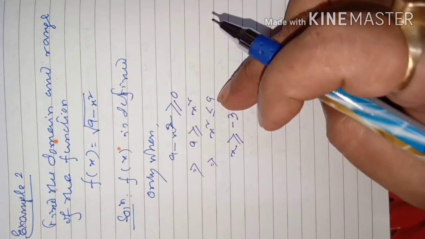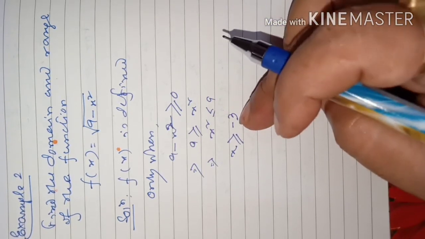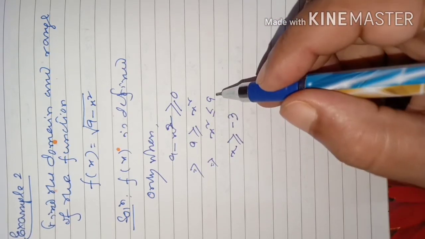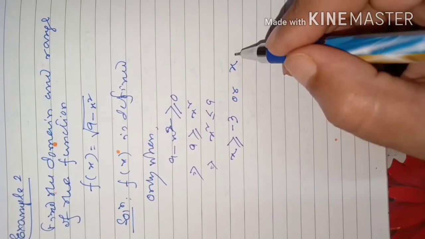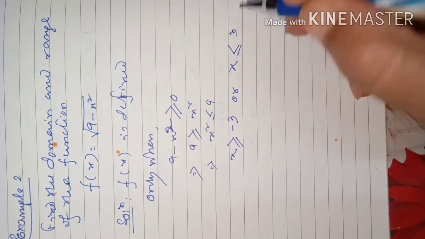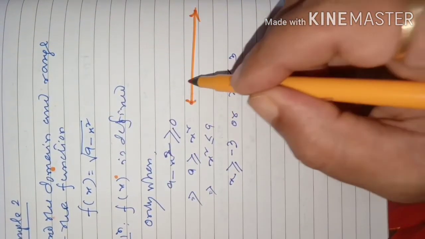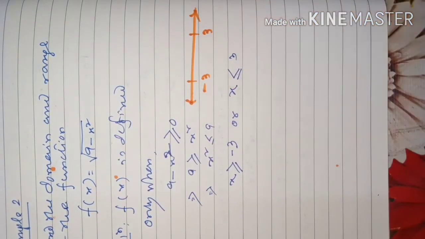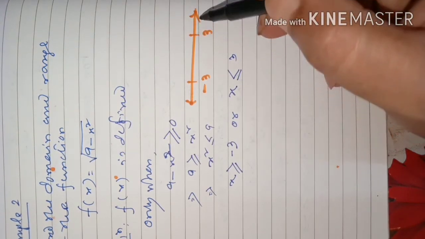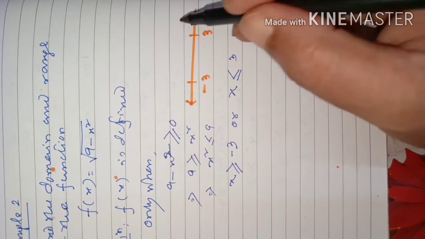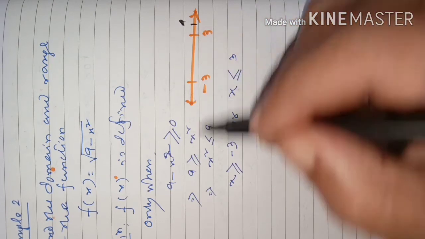This x square will be less than 9. Just think minus 2. Minus 2 is greater than minus 3, and minus 2 square is less than 9. Or x should be less than or equal to 3. What it means actually, see, this is the number line. Say here is minus 3 and here is plus 3. Now for numbers after plus 3, suppose you take 4, 4 square is what?